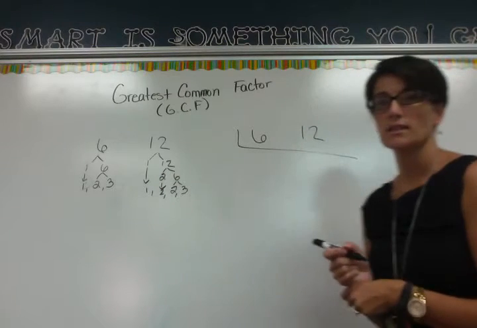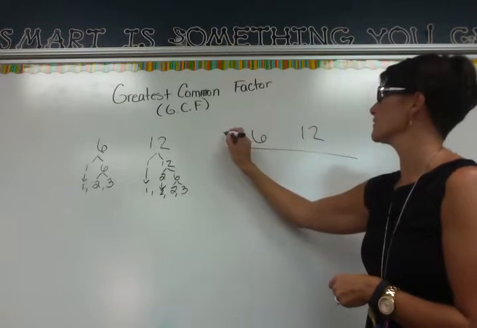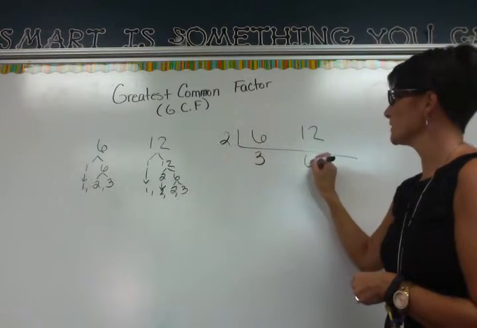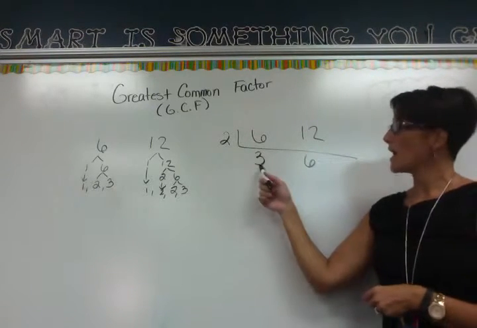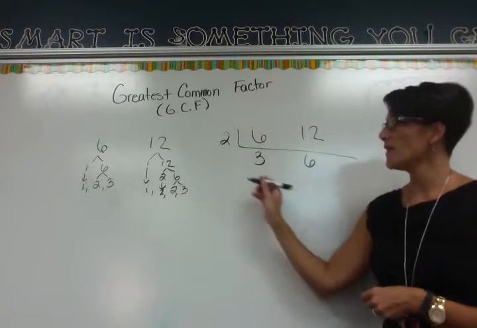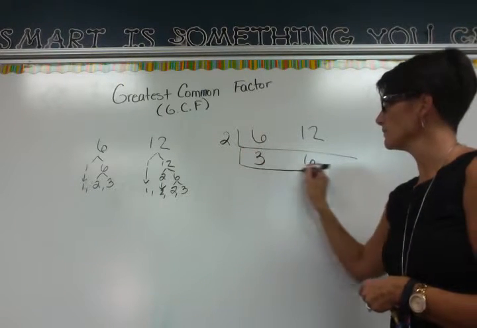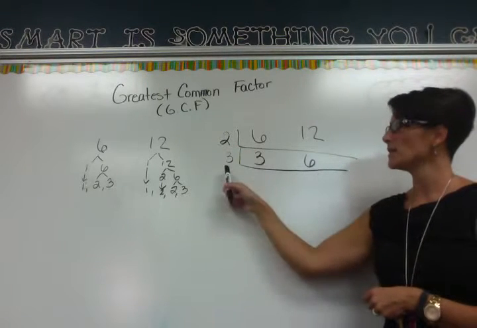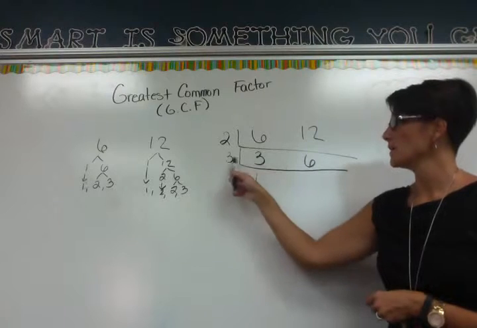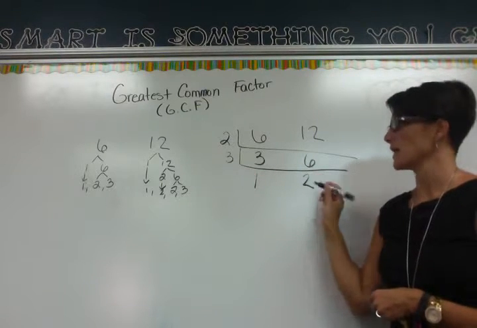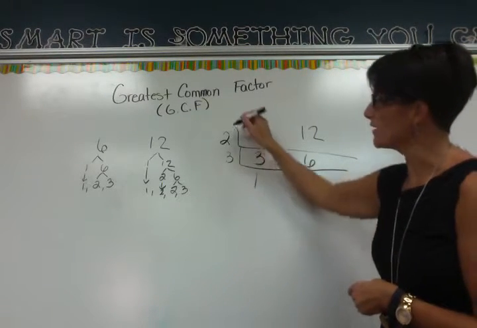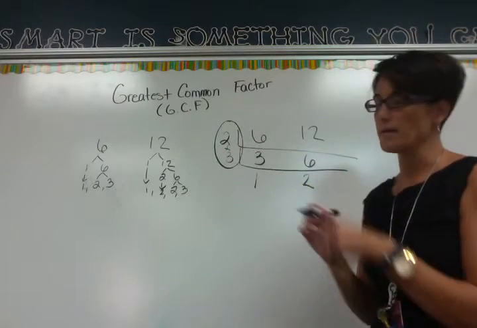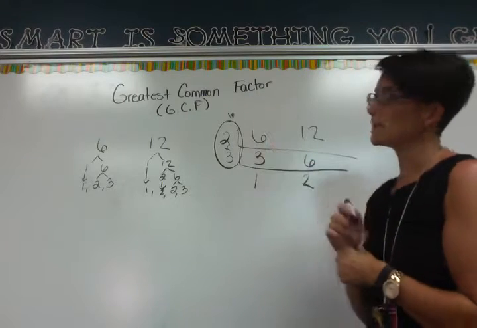Let me go over to 6 and 12. I know that 2 goes into 6 and 12, so I'm going to put 2. 2 goes into 6 3 times. 2 goes into 12 6 times. I also know that 3 and 6 can be divided, so I'm just going to put another division sign, and I'm going to say 3 goes into 3 and 6. 3 goes into 3 1 time, 3 goes into 6 2 times. So over here, my greatest common factor would be those two numbers multiplied by each other, which would be 6.